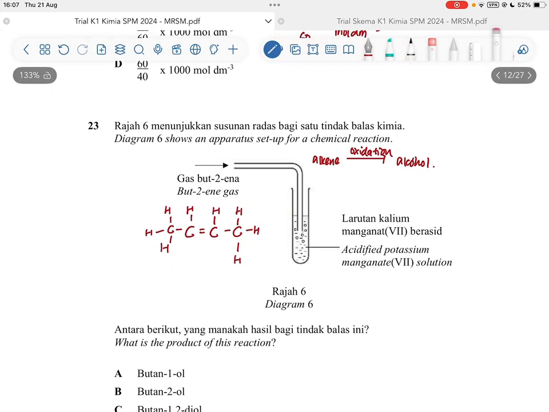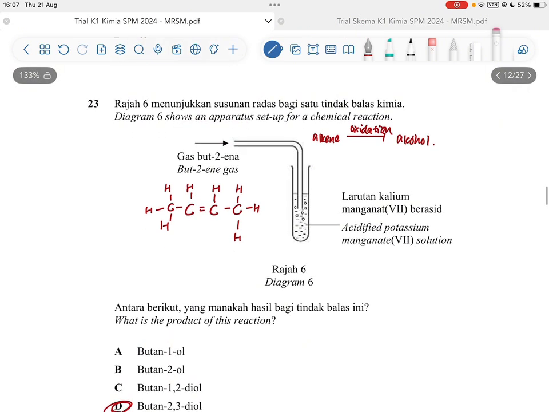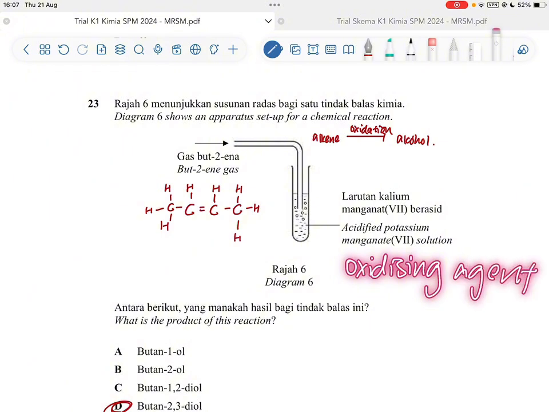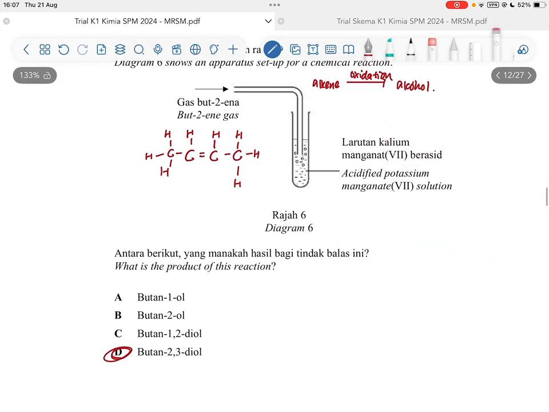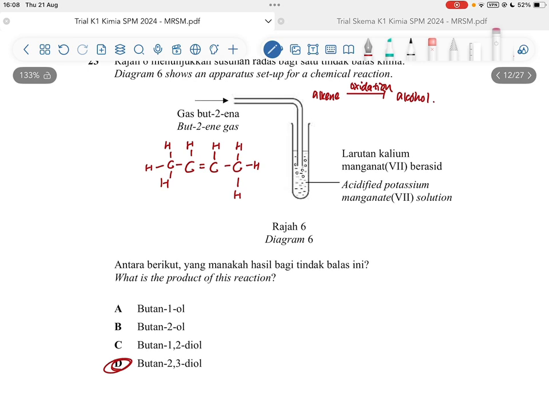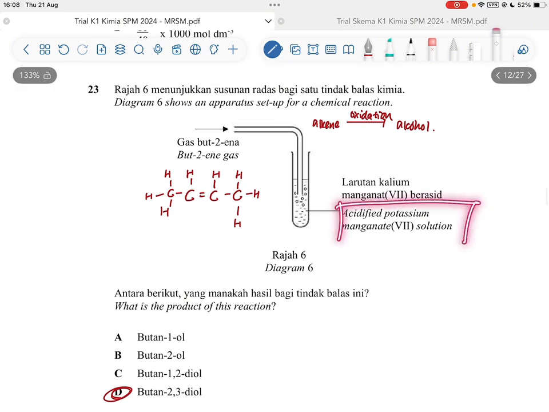Okay, question 23. Diagram 6 shows an apparatus set up for a chemical reaction. So this is butene, which is an alkene. And then we know that this is acidified potassium manganate. It is an oxidizing agent. So oxidizing agent catalyzes oxidation. So when alkene undergoes oxidation, it will form alcohol. So what is the product of this reaction? It will form butane-2,3-diol. Because this acidified potassium manganate is actually a strong oxidizing agent.